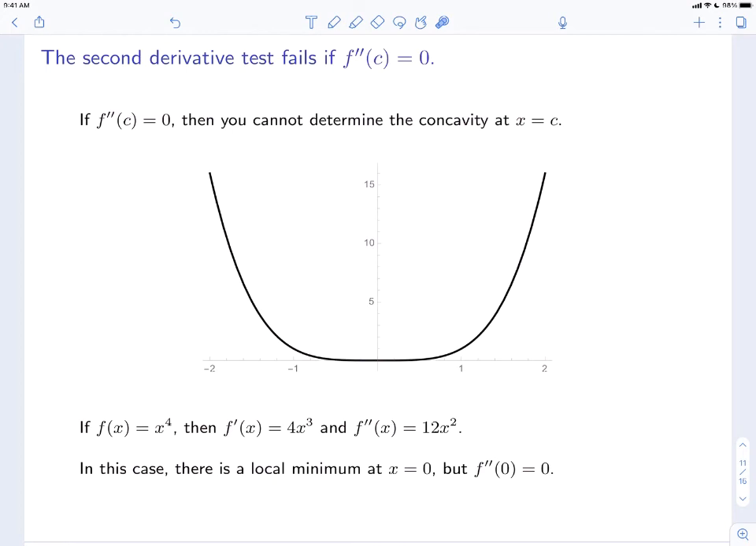It basically means that the function is kind of flat there. And if your function is flat enough, then the second derivative can't tell what the concavity is. So in this picture, your graph is concave up everywhere, and you do have a local minimum at x equals 0, but your second derivative can't tell you that. So if you get that the second derivative is equal to 0, you just can't draw any conclusion. And so in a case like that, you're going to have to use the first derivative test.